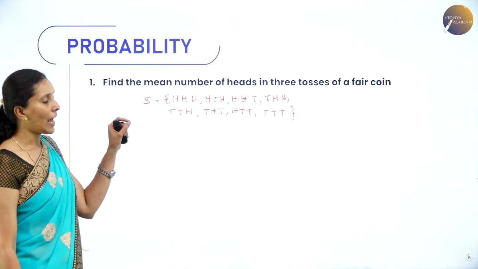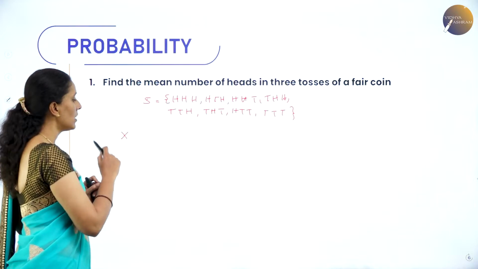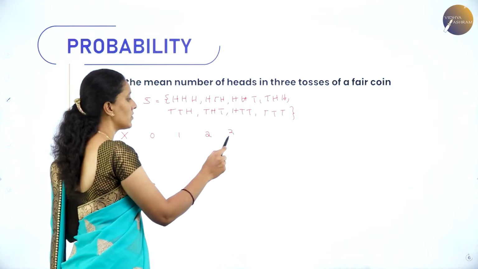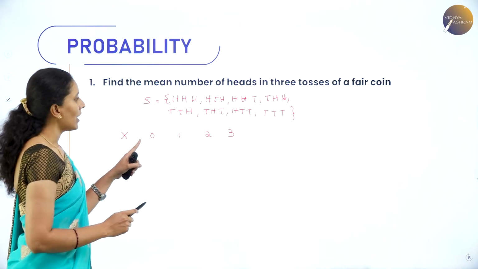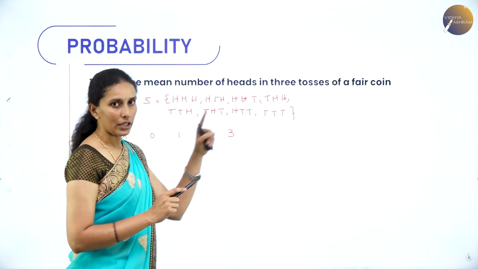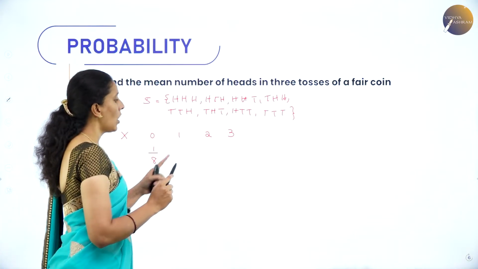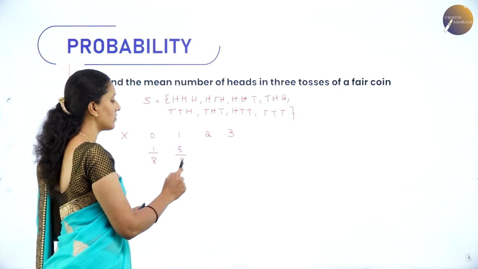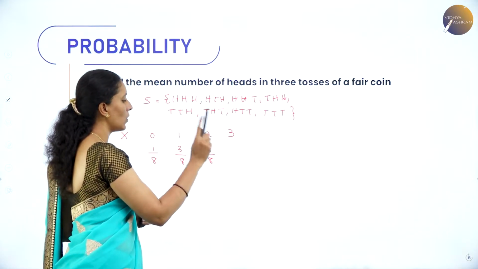Now, I need to calculate the number of heads in the outcome. That will be my random variable. So, we have 0, 1, 2, 3. This is the maximum number of heads we can get in the outcome. The outcome which contains no heads is only 1, that is TTT. So, what is the probability? It is 1 by 8. Similarly, 1 head means we have 3 outcomes out of 8 outcomes, so it is 3 by 8. The second one is also 3 by 8. We have 3 heads in only 1 outcome.